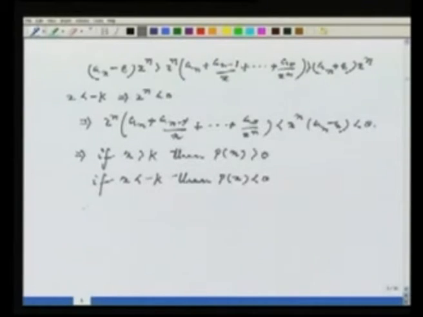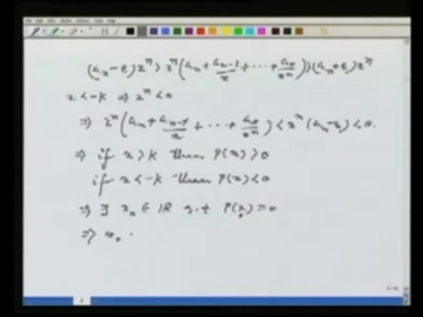Now this implies that there exists x naught in R such that P of x naught is equal to 0. Why so? Because there is one value of x for which P of x is positive, and there is one value of x for which P of x is negative. That means 0 lies between those two values, and hence by the intermediate value property there exists an x naught such that P of x naught is 0. This implies that x naught is a real root, which is exactly what we wanted to prove.